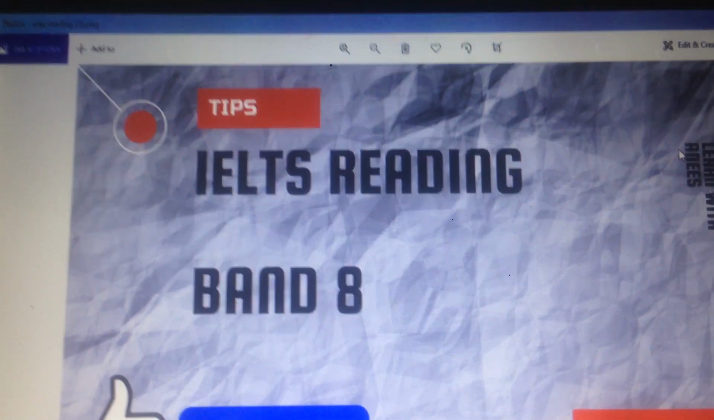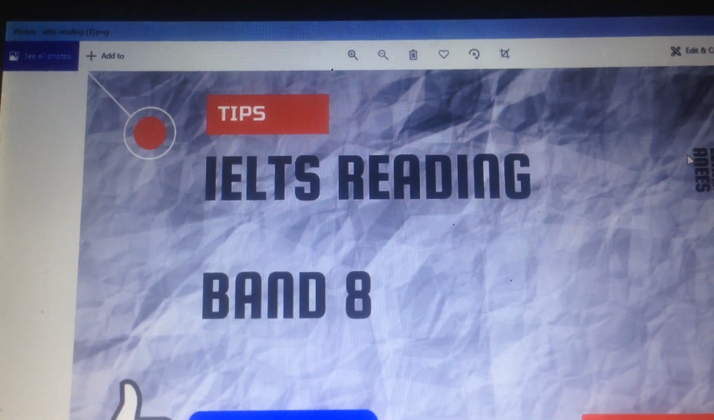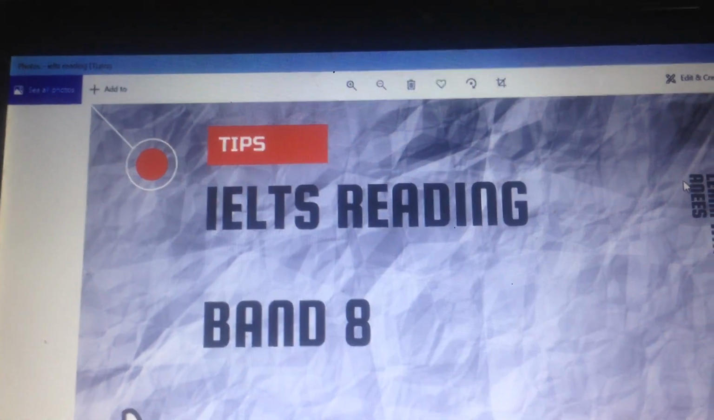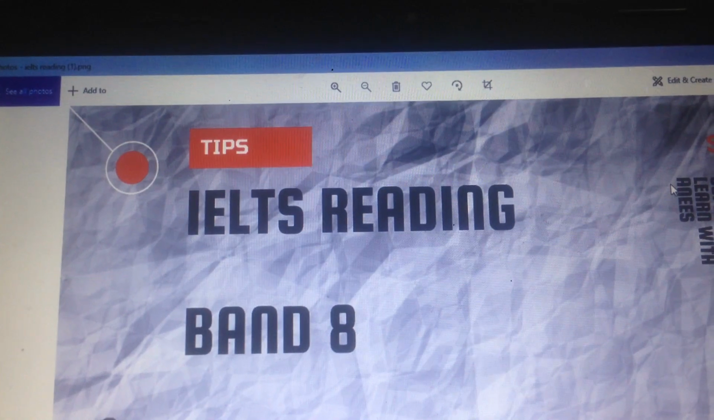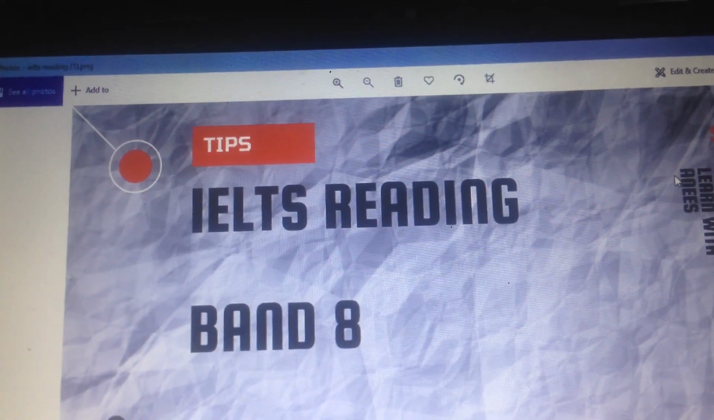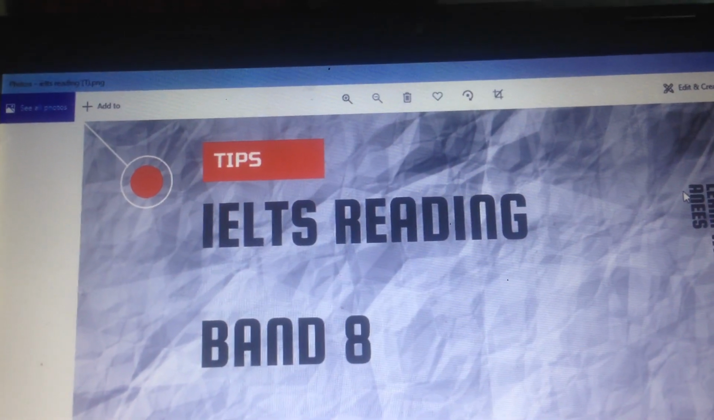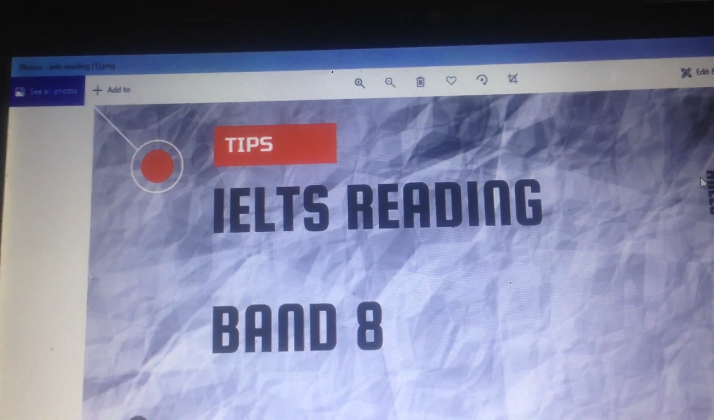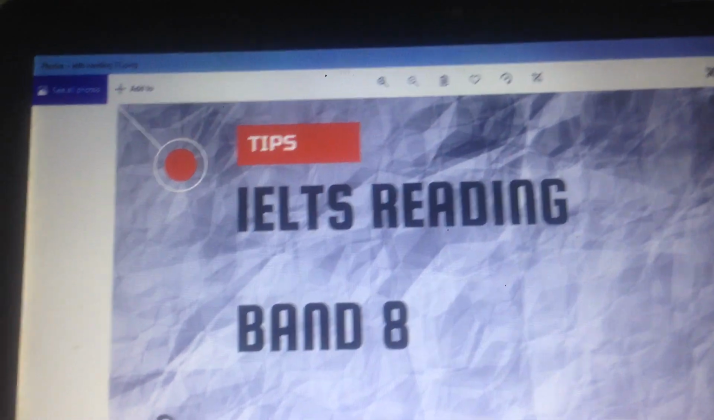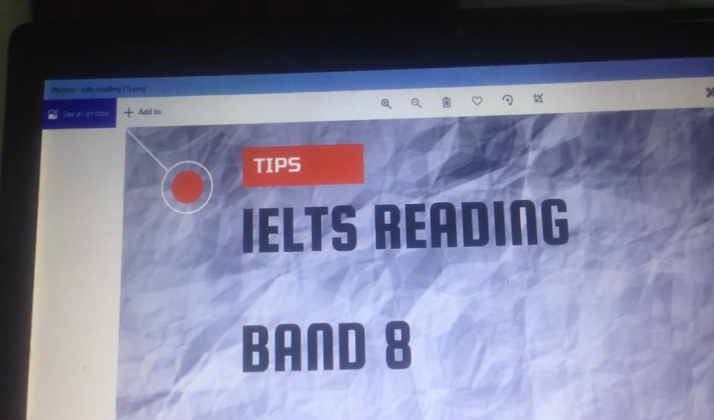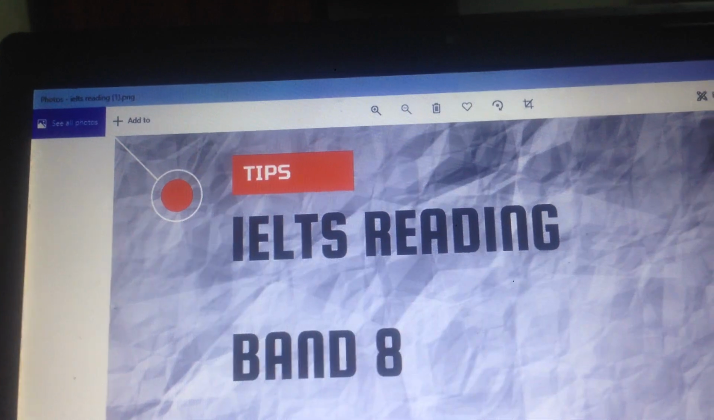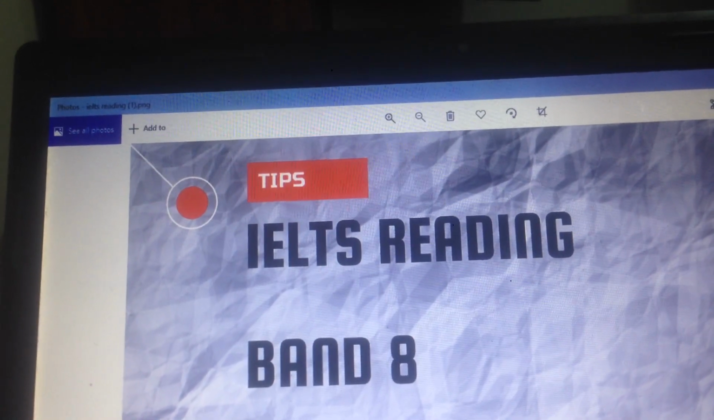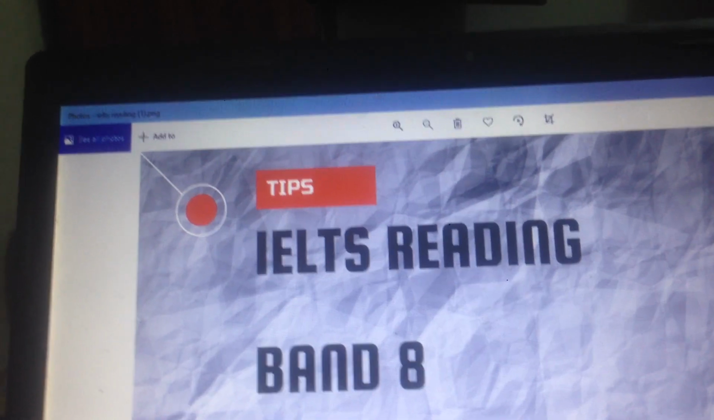Be it academic or general, yeah. So let's talk about the different types of questions that you might encounter, like true false not given questions, multiple choice questions, right? Matching tasks, gap filling tasks, sentence completion, classification tasks, short answer questions, chart, table or diagram completion, yeah.